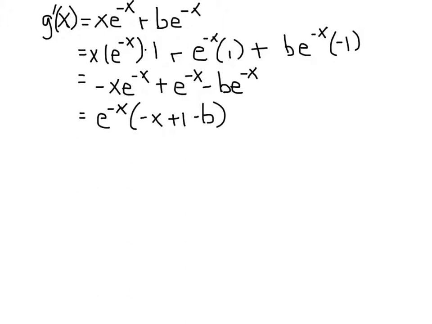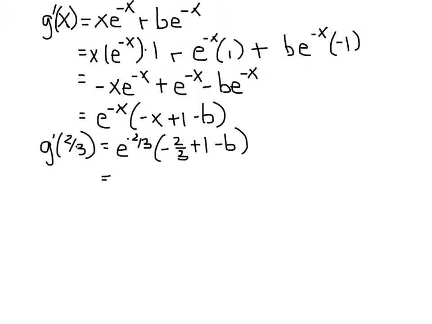Now we want to evaluate this when x is 2/3. Okay, now by the way, you get 2 points for just finding the correct first derivative. So now let's put in 2/3. So e to the negative 2/3, and then it's the opposite of 2/3, plus 1 minus b. Okay, so simplifying that then, I get e to the negative 2/3 times negative 2/3 plus 1, which is 1/3, minus b.